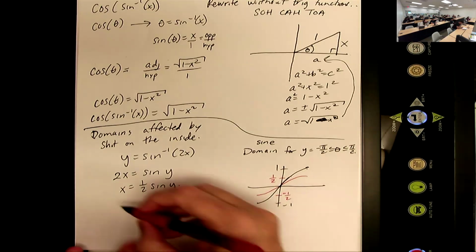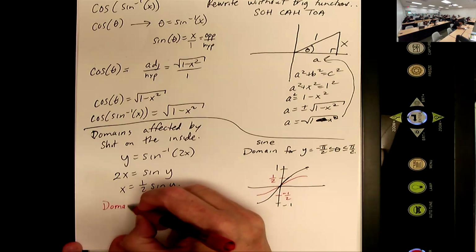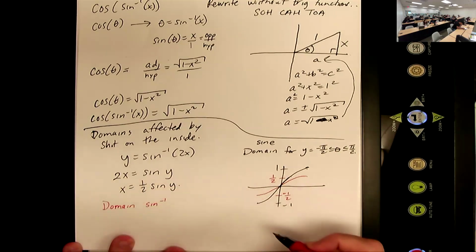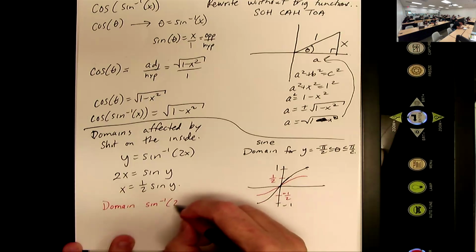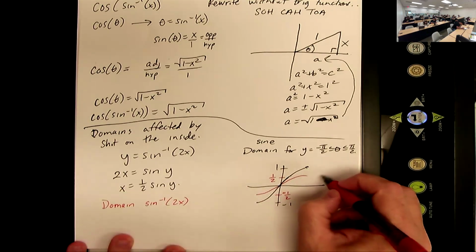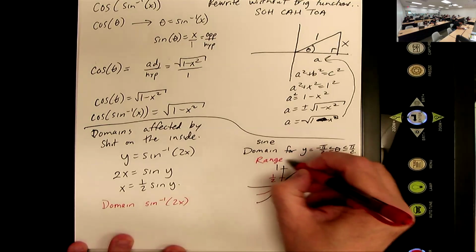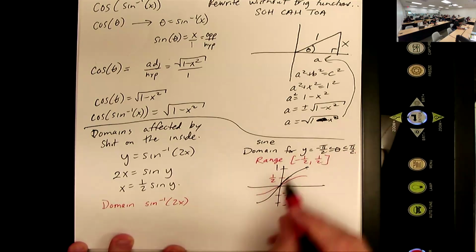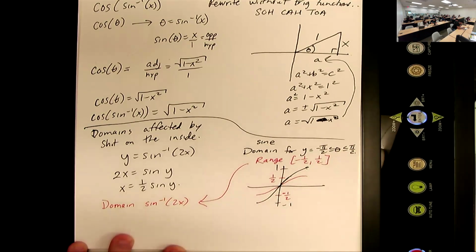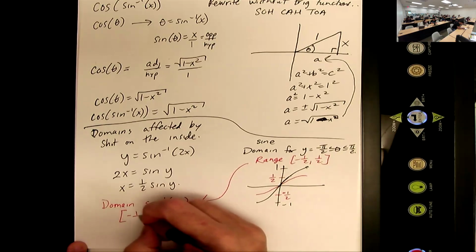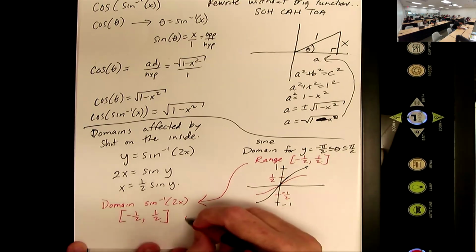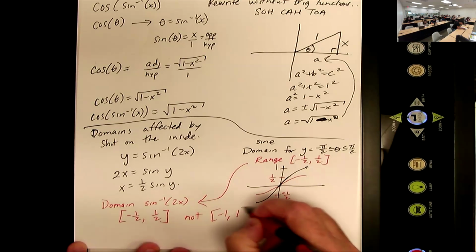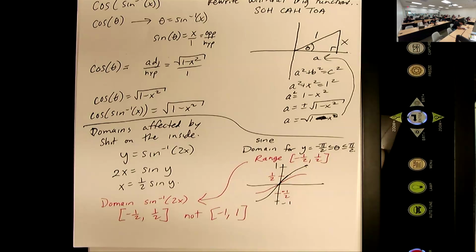So when we look at the domain of sine inverse of 2x, the range here was negative 1/2 to 1/2. And the range of the function is the domain of the inverse. So the domain is now negative 1/2 to 1/2, not negative 1 to 1 anymore. So you gotta play around with the graph if you've got weird angles, like something besides x on the inside.